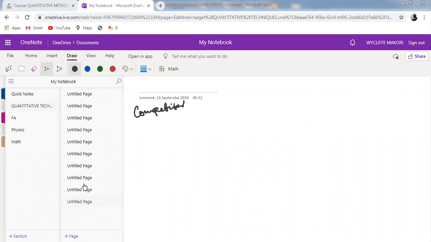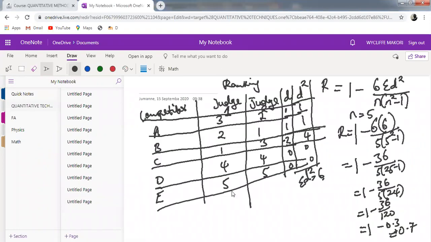Okay, let me go back there. The D, it is the difference between the ranking. Like for example, Judge 1, the competitor A, according to Judge 1, he was number 3, and according to Judge 2, he was number 2. So what you need to do here is to get the difference. In this case, it is 3 minus 2. That is where we get 1. This is 2 minus 1, which is 1. 1 minus 3 is negative 2. 4 minus 4 is 0. 5 minus 5 is 0. It is the difference between the two rankings of the two judges.